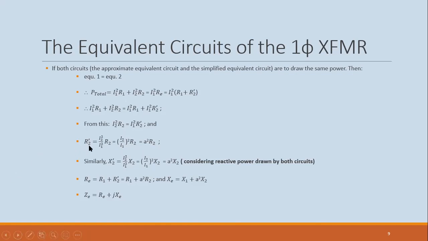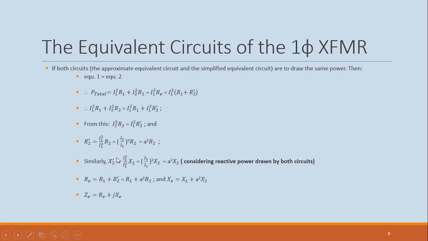All right, so the referred impedance, resistance referred from the secondary winding is now equal to the turns ratio square times the value that it had when it was over on the secondary. So referring from the secondary to the primary means that we multiply that secondary value by the turns ratio square.